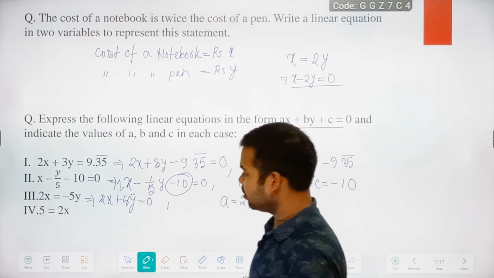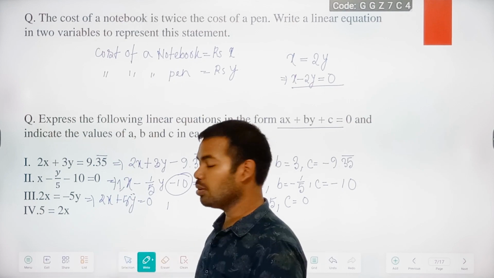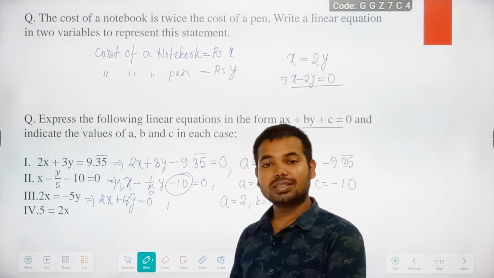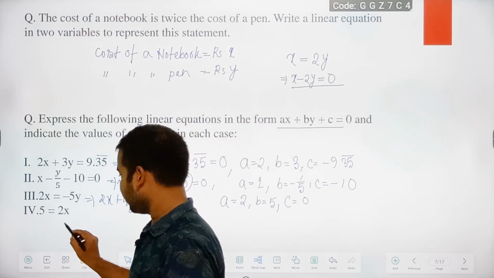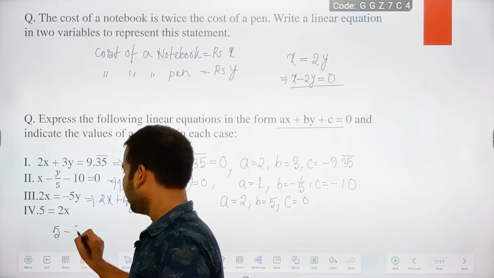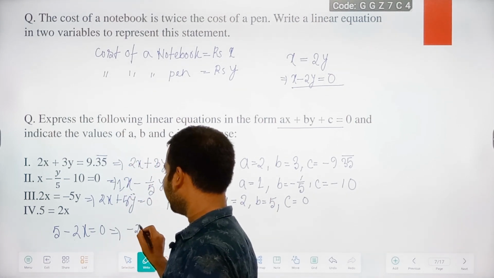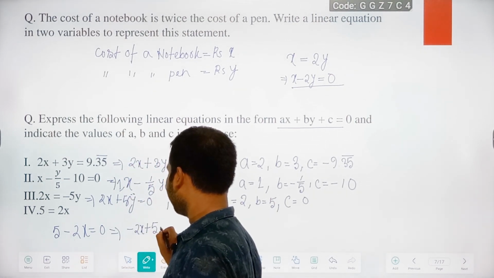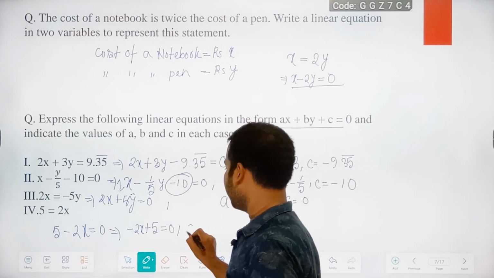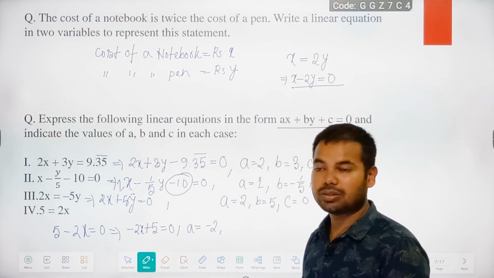Fine. Now, see, I need to modify this equation. How? See, ax plus by plus c. Now, how to do that? See, if I shift this twice x to the left side, then 5 minus twice x is equal to 0. This can be written as minus twice x plus 5 is equal to 0. Now, what is the value of a? A is equal to minus 2 here. Why? Because minus 2 is multiplied with x.